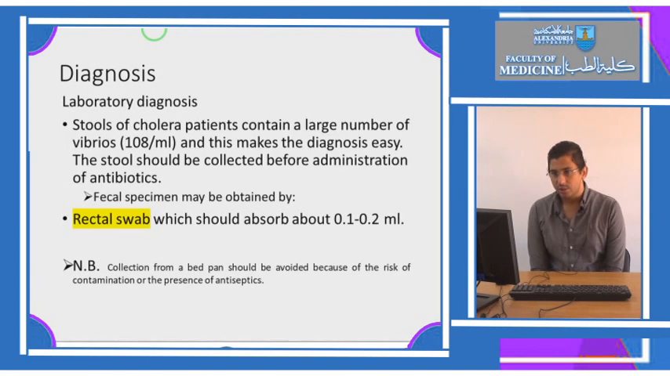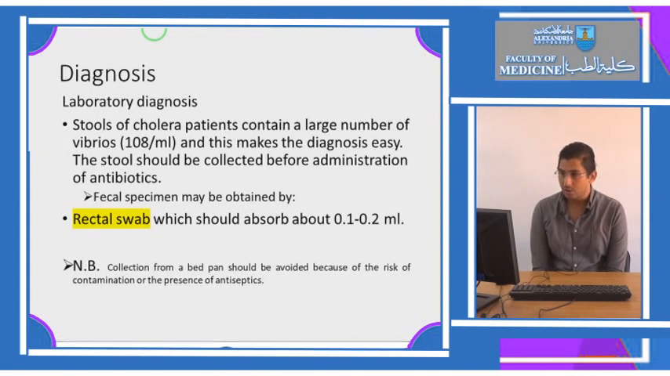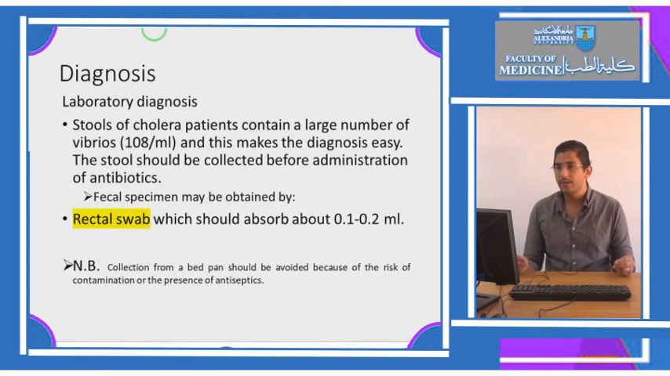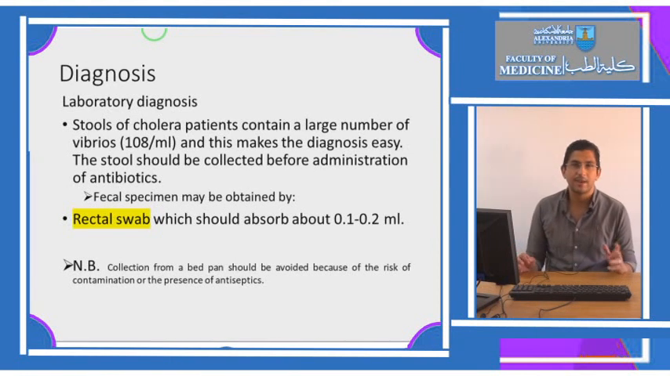What's the diagnosis of such a case? Actually, in the laboratory diagnosis, the stool of a cholera patient contains a large number of vibrios, 10^8 per milliliter. So it's copious inside the stool of the diseased patient, and this makes the diagnosis easy. The stool should be collected before the administration of antibiotics, of course, so as not to have any biasing effect of the antibiotic on the bacteria.